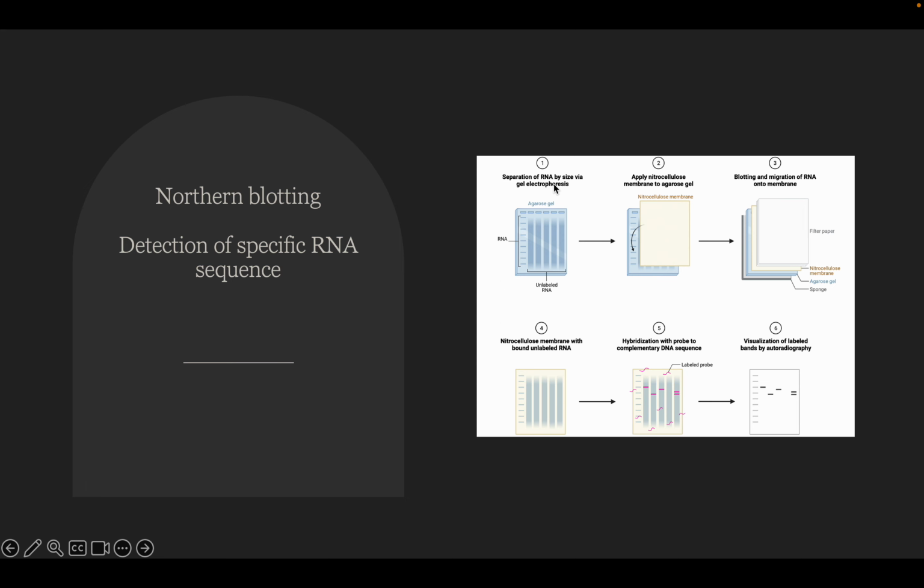There are different protocols to isolate DNA and RNA based on their pH, because one contains one OH group and the other contains one less. And now we are done with the nucleic acids, and we move to the protein.